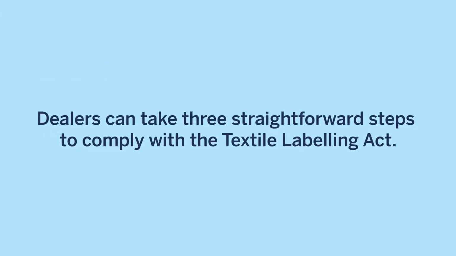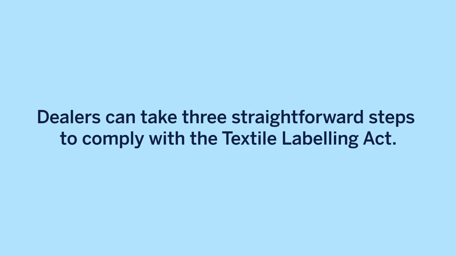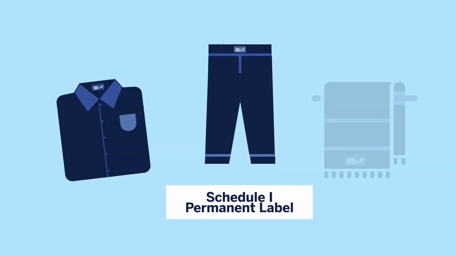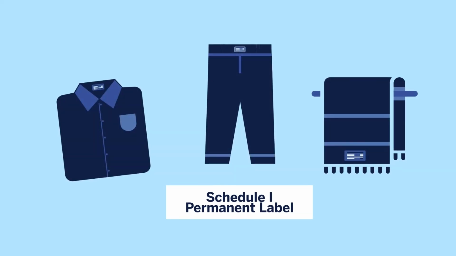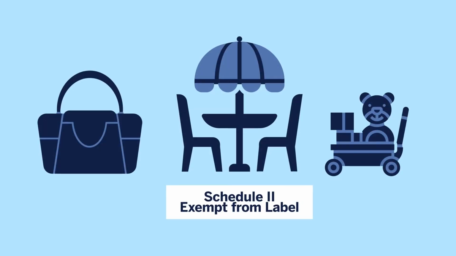Dealers can take 3 straightforward steps to comply with the Textile Labeling Act. First, make sure mandatory information labels can be seen and read easily by consumers at the time of purchase. Some consumer textile articles require a permanent label attached in a way that it can be expected to withstand and remain legible throughout at least 10 cleanings of the article. See Schedule 1 of the Act's regulations for a list of these articles. Other consumer textile articles are exempt from labeling requirements. See Schedule 2 of the Act's regulations for a list of these articles.